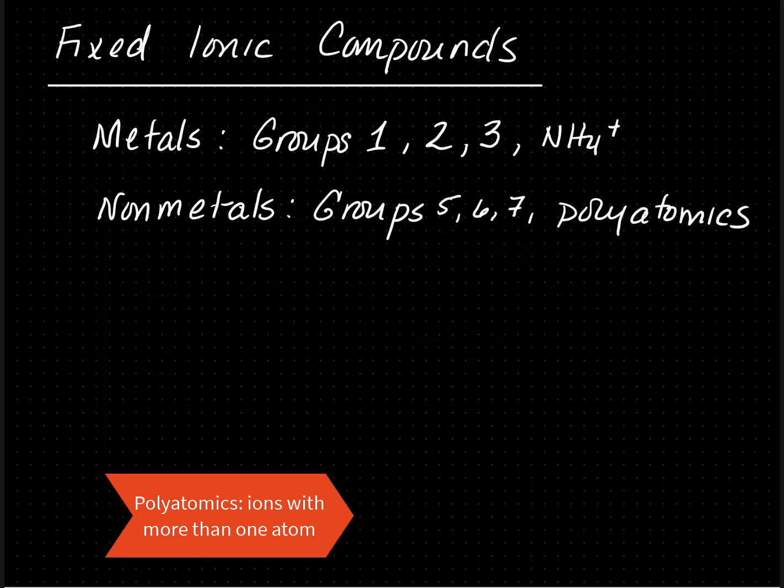The easiest of the nomenclature is fixed ionic compounds. So it's between a metal and a nonmetal. When we are talking about fixed ionic compounds, we are talking about fixed charges. The metals are usually from group 1, 2, 3, and ammonium, which is a polyatomic, NH4+, and nonmetals, which are from group 5, 6, 7, and negative polyatomics.